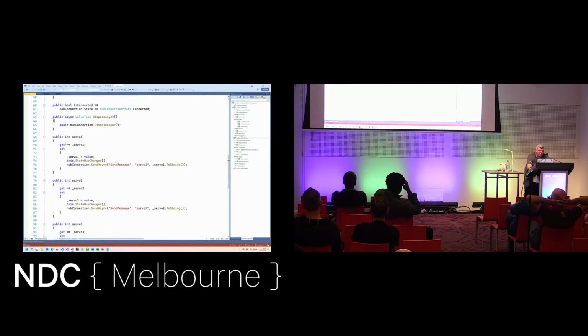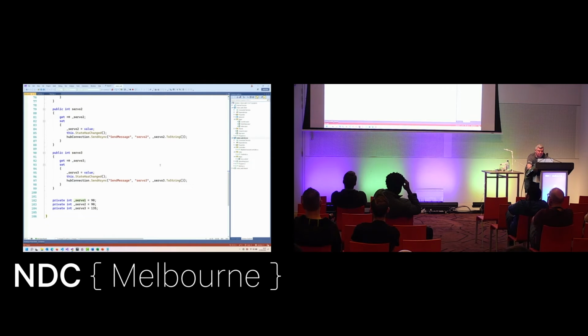And then we've got our properties here, the 3 different servos. And every time that slider changes, it will update this property. And then we've got the hub connection that we created above, and we send a message called send message, which I'll show you in a second. And we pass in which servo it is and the value. So pretty simple. We do that for those other 3 properties as well.